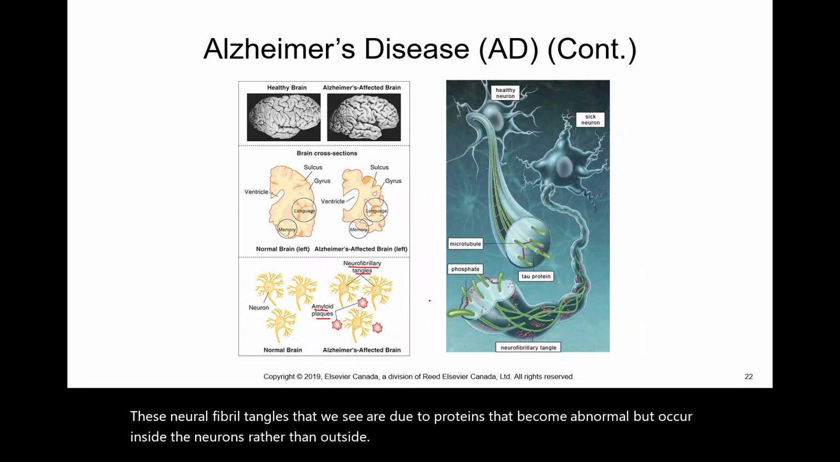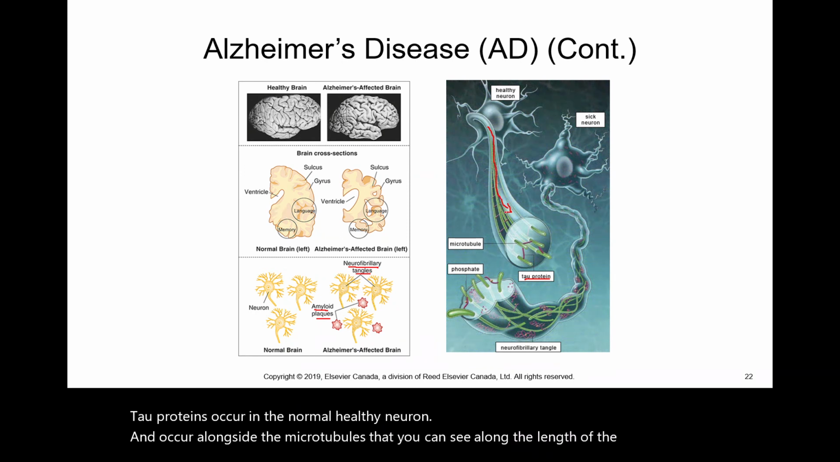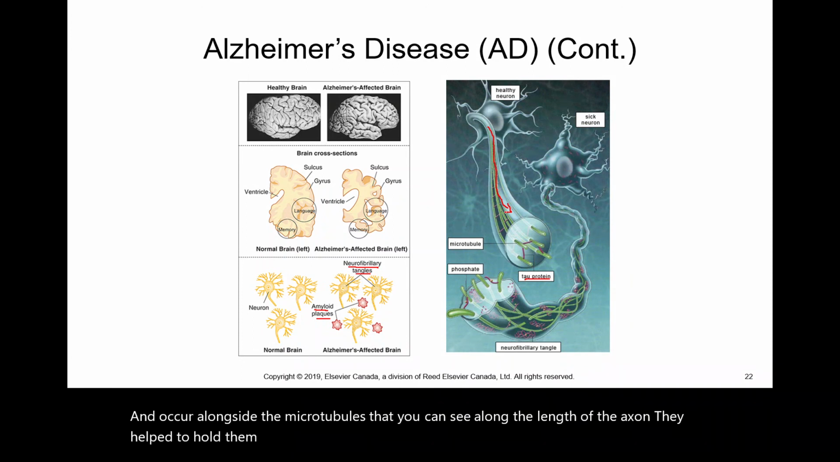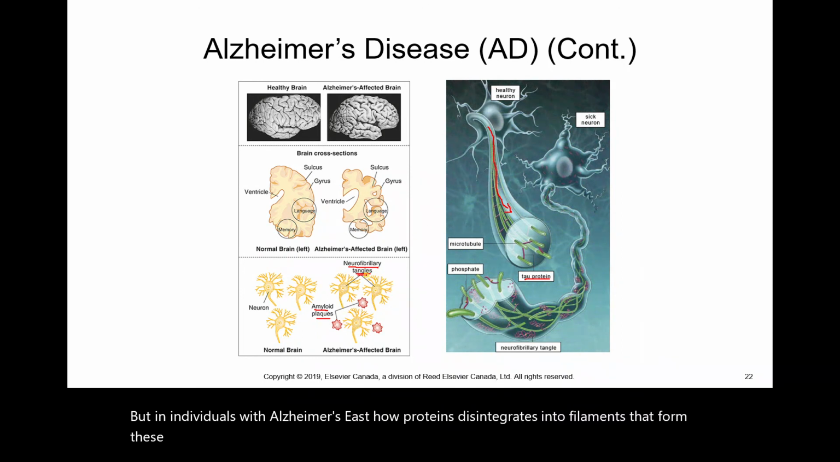In people with Alzheimer's, you have the breakdown or disintegration of these tau proteins. Tau proteins occur in the normal healthy neuron and occur alongside the microtubules that you can see along the length of the axon. They help to hold them together. But in individuals with Alzheimer's, these tau proteins disintegrate into filaments that form these neurofibril tangles.